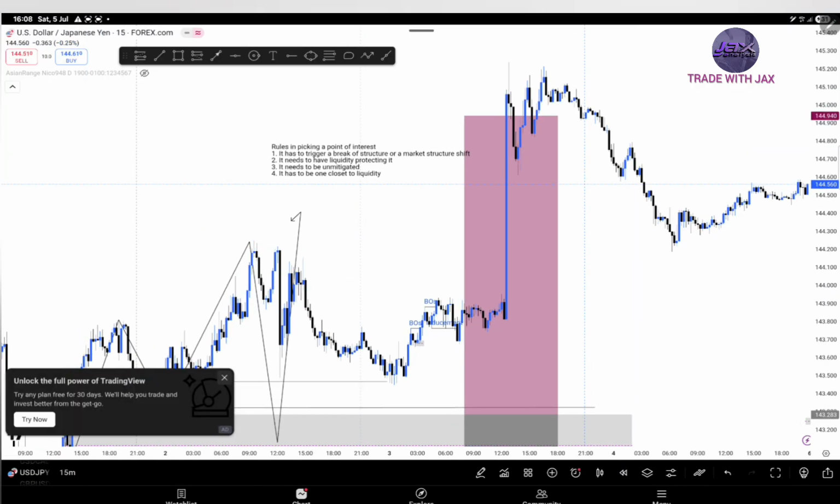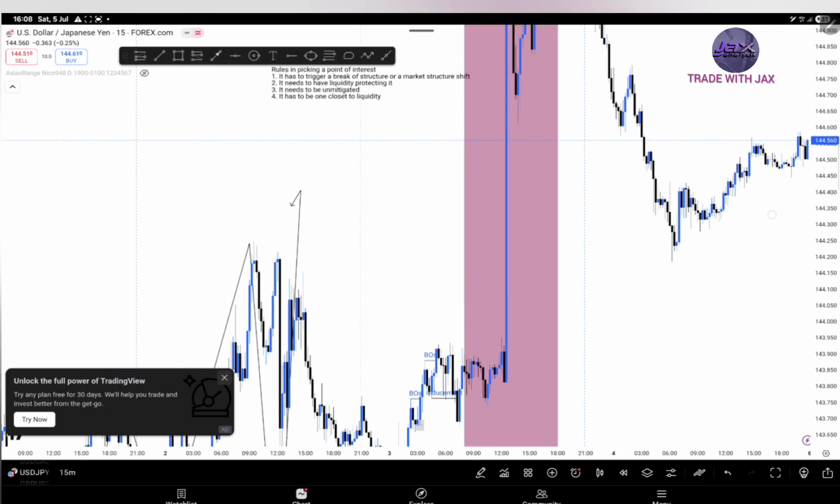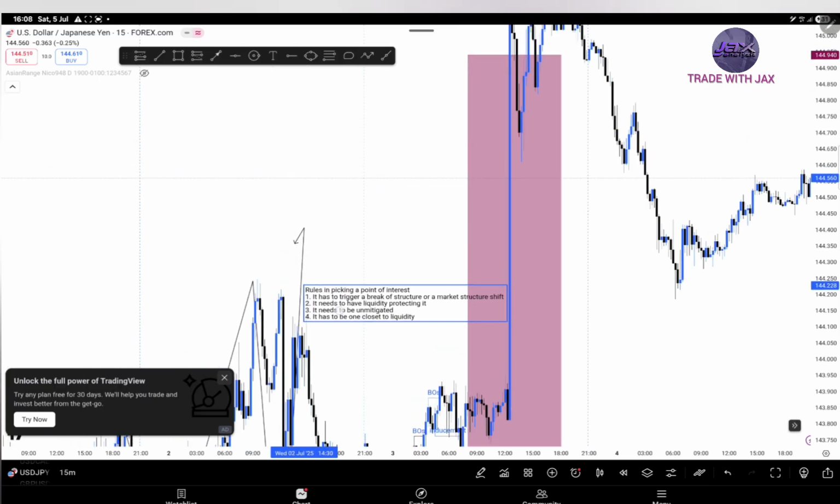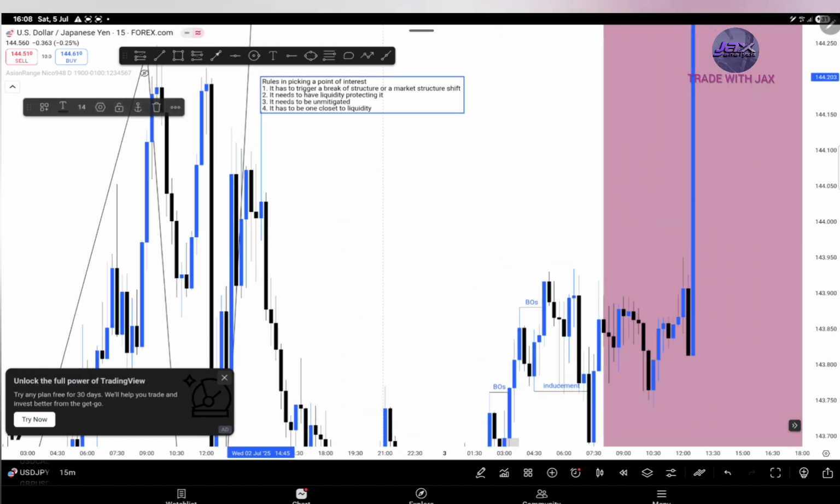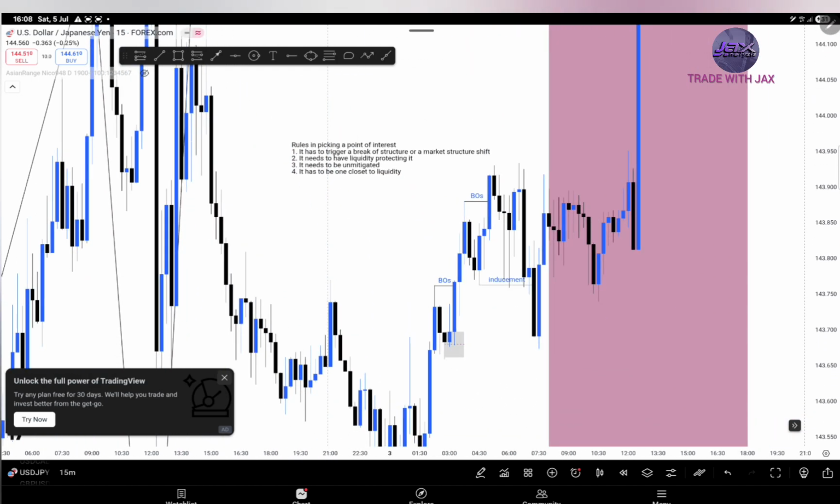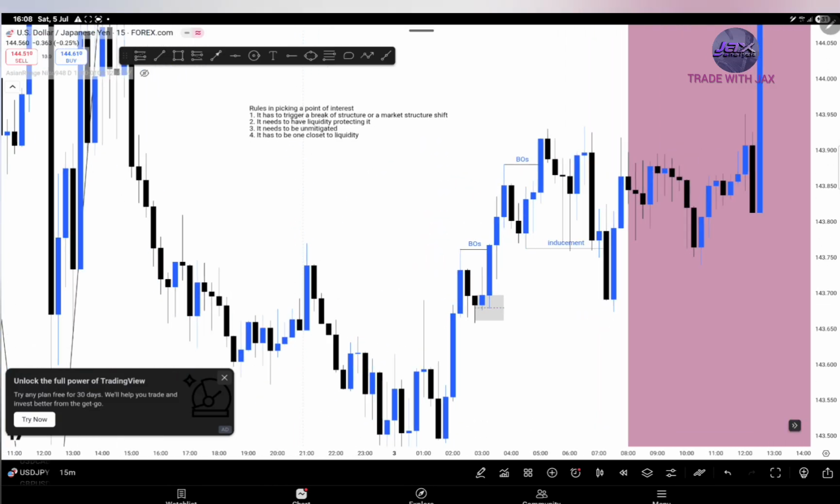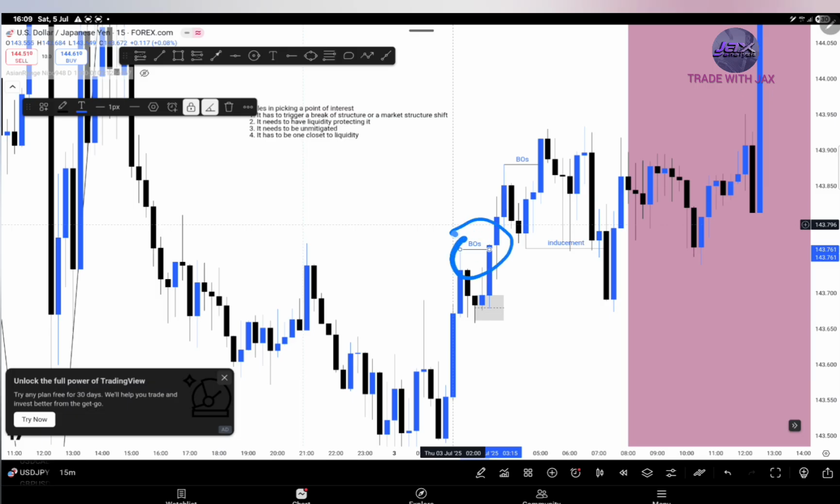Okay. So the first rule is that the POI needs to trigger a break in market structure or a market structure shift. The question is, did it trigger a break in market structure? In case the question is hard, maybe it's your first time hearing it, it triggered a break in market structure. You can see the break in market structure right here. So, true, the POI triggered a break in market structure.